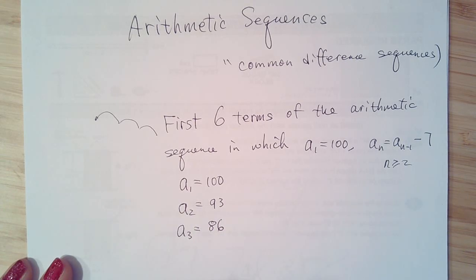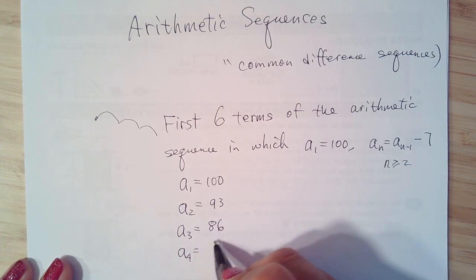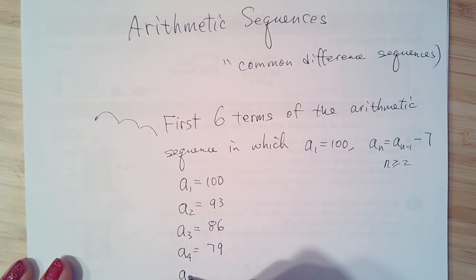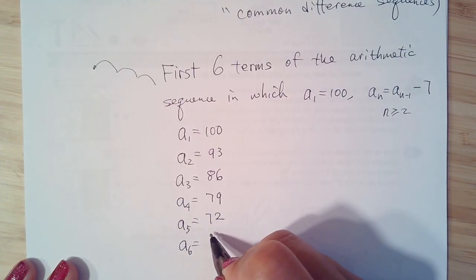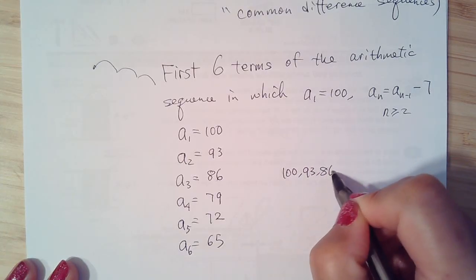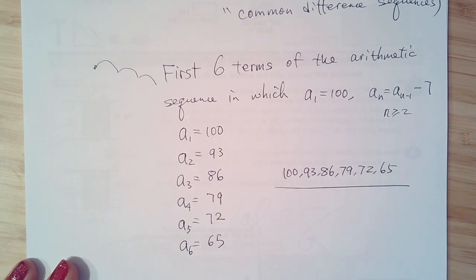See what I'm doing? Then I keep going, and A4 will be A3 minus 7, so 79. I asked for the first 6, so I need to do 2 more. A5 is 79 minus 7, so I get 72, and A6 will be 72 minus 7, so 65. So that's going to be 100, 93, 86, 79, 72, 65. The job is done. That's the first 6 terms.